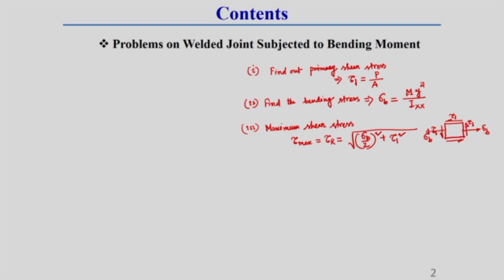For this case, if the state of stress of an element of the weld is like this, then we know the maximum, or resultant, shear stress of that element will be the square root of sigma b by 2 whole square plus tau 1 square. This I already explained in the previous lecture. And the fourth step is to find out the design weld dimension.